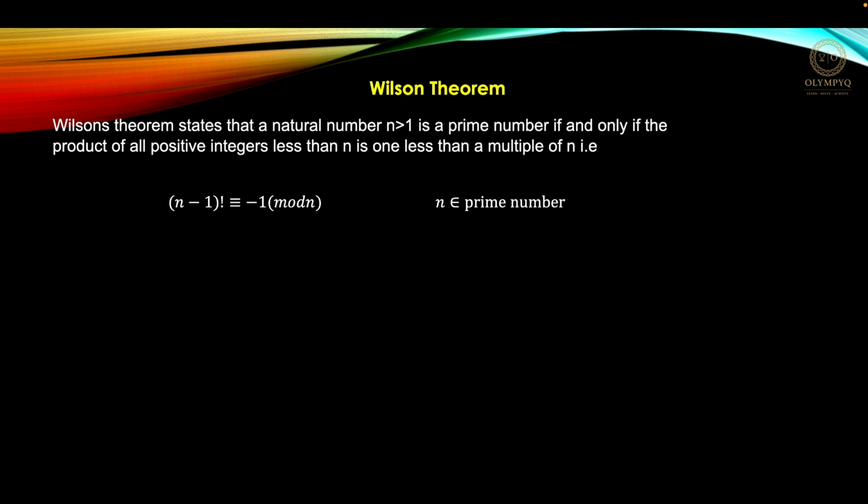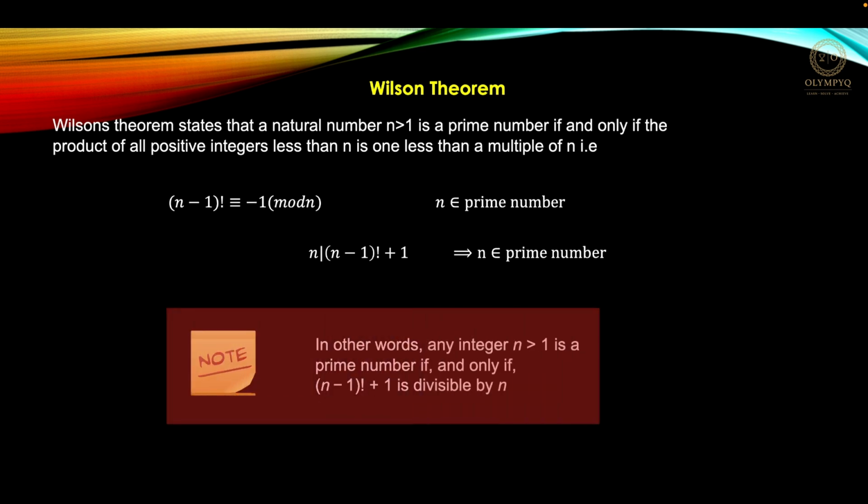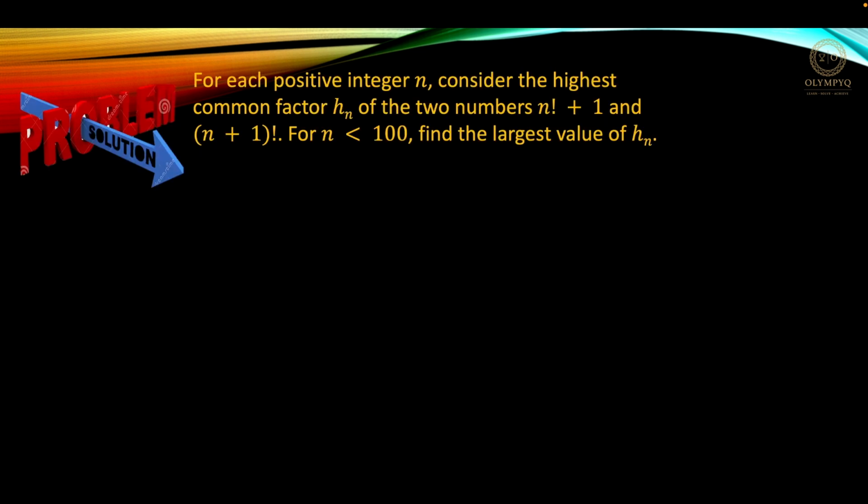So, from here we can write that n divides n minus 1 factorial plus 1, and if this is the condition, then n has to be a prime number. We can take this as a note that any integer n greater than 1 is a prime number if and only if n minus 1 factorial plus 1 is divisible by n. Now, with this concept, let's try to solve this problem.